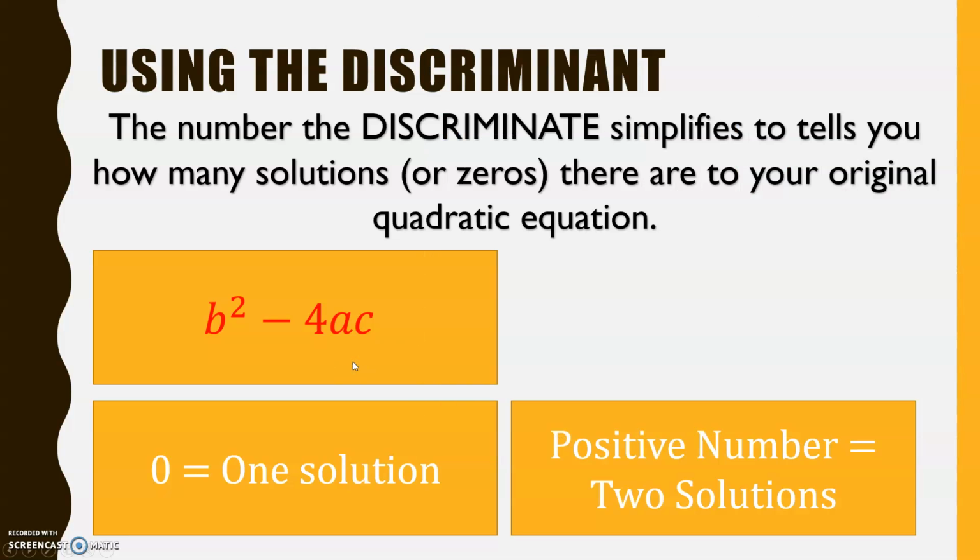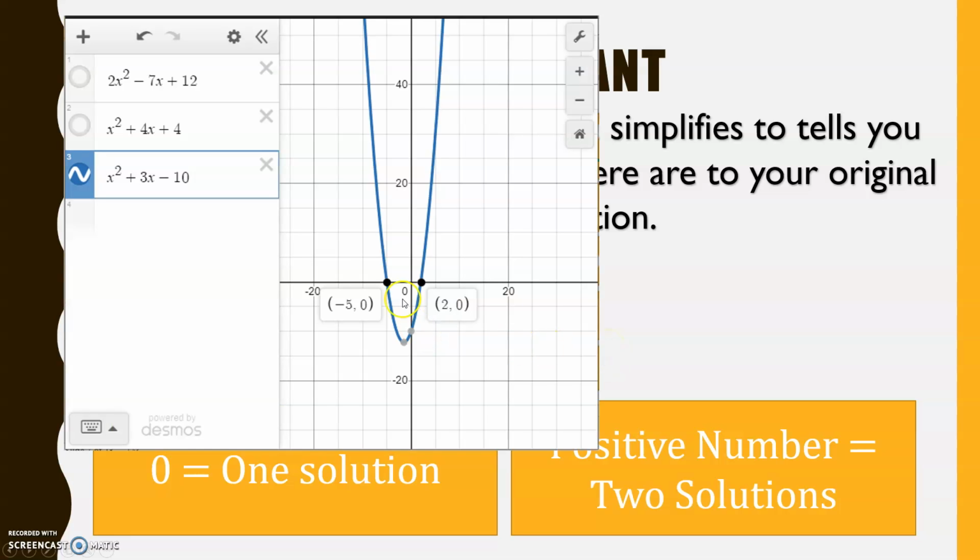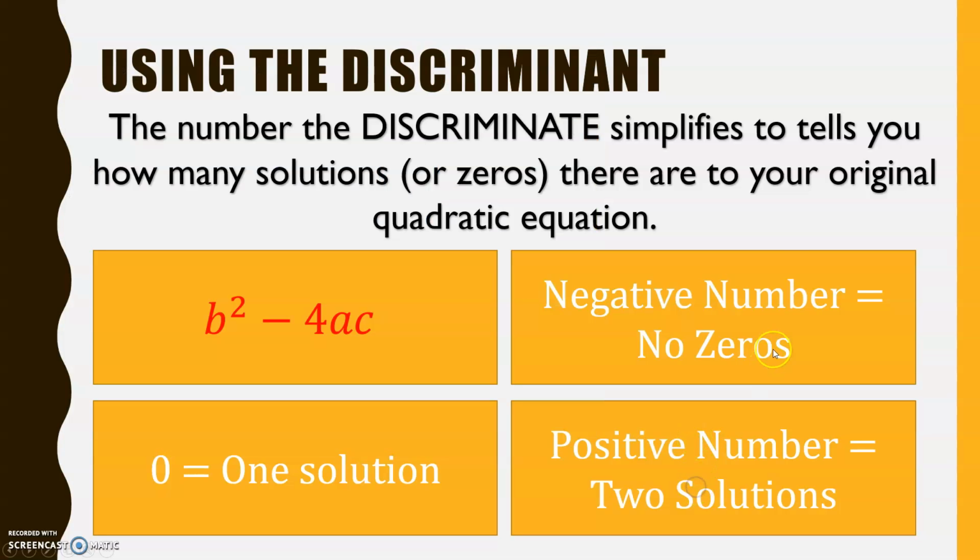Next, if you get a positive number out, which is maybe the most common type of quadratic that you will see, you'll get something like this. It will cross in exactly two places. So you have -5, 0, and 2, 0. Those are the zeros, or the solutions to our quadratic if you get two solutions, right?